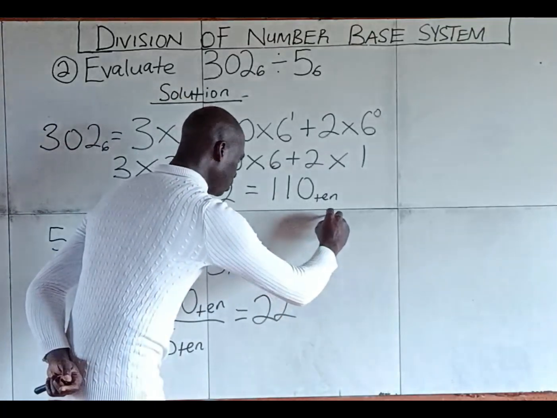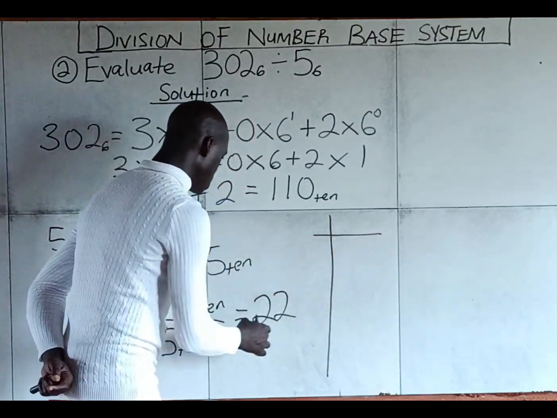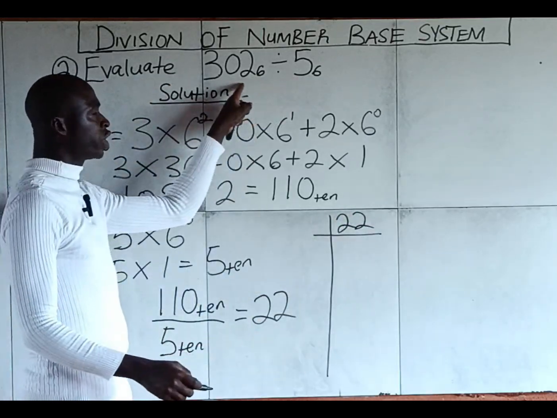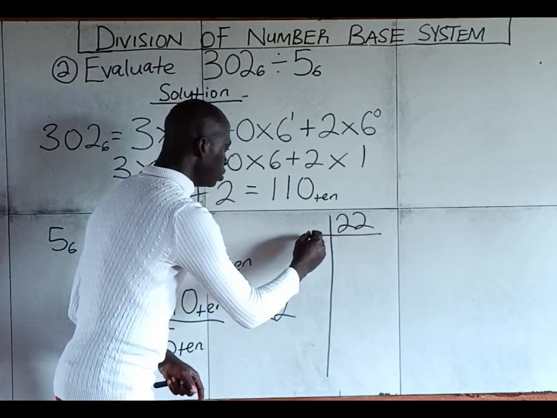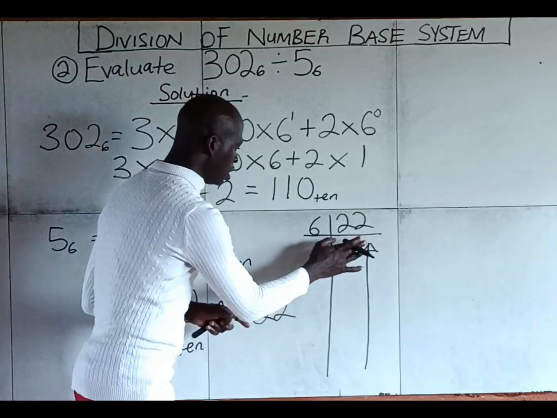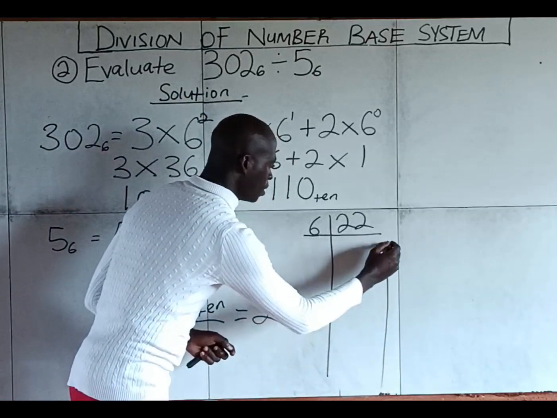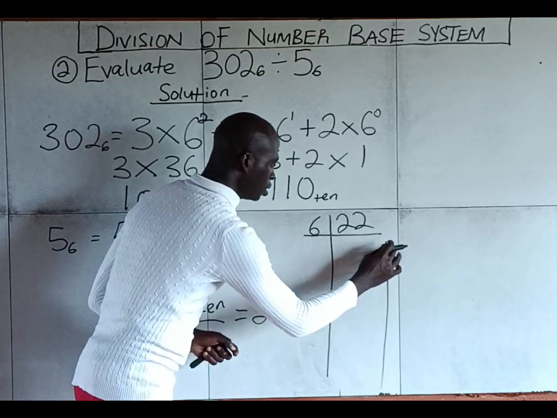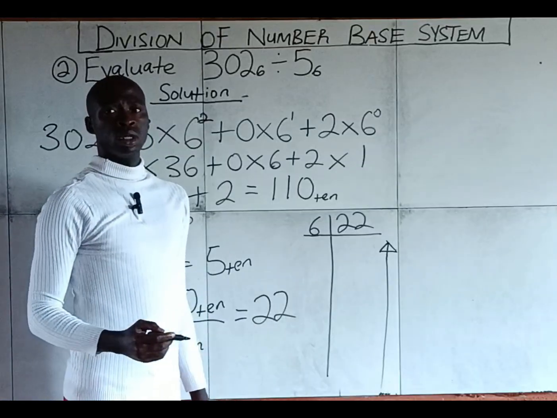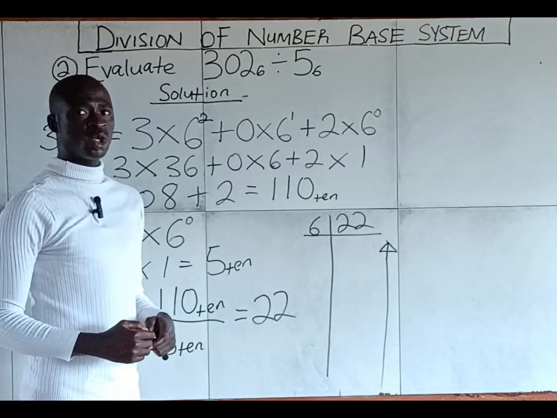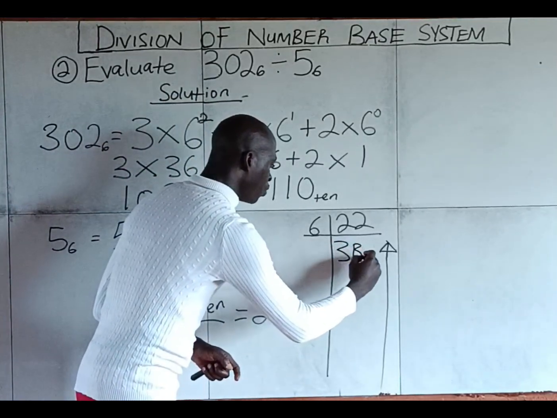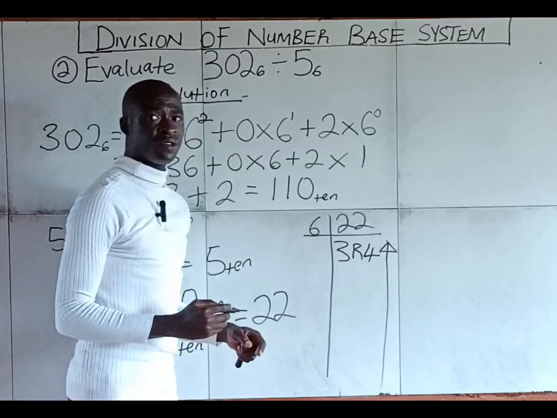So I'll come back here. I'm going to draw my division line. The next thing I'm going to do, what is this number? This number is 22. Now what is the base I'm currently working on? The base is 6. So you're going to divide using your base. Okay, now if 6, let me erase this off. Now if 6 should go into 22, it will only go 3 times, remaining 4. You can clearly see for yourself.